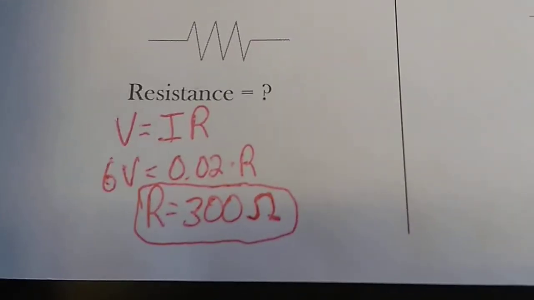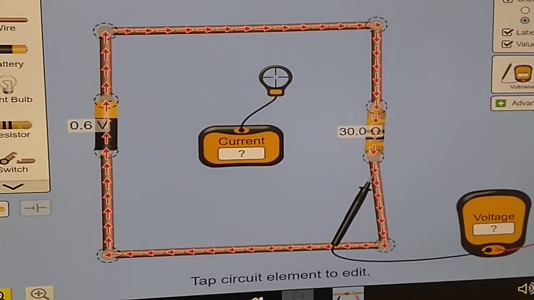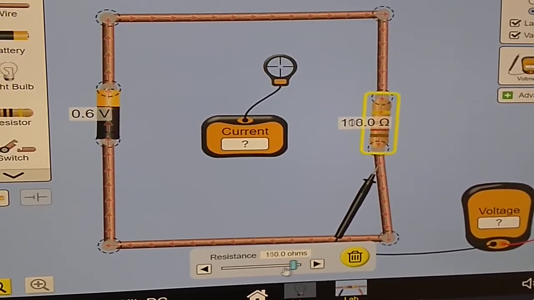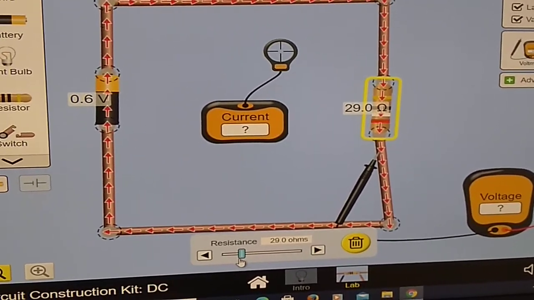Now, because we had 6 volts and we had a resistance of 300 ohms, the resistors on here, you can't bring them up to 300 ohms. The most you can do, I think, is 120. Anyways, let's bring that back down to 30.